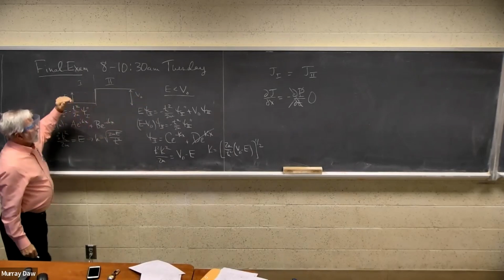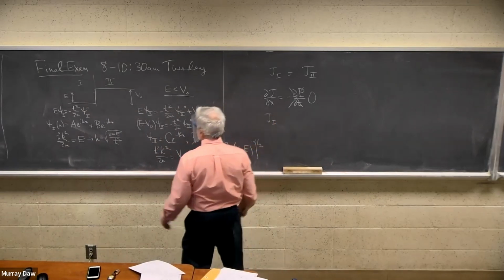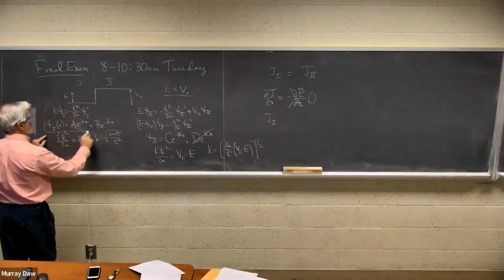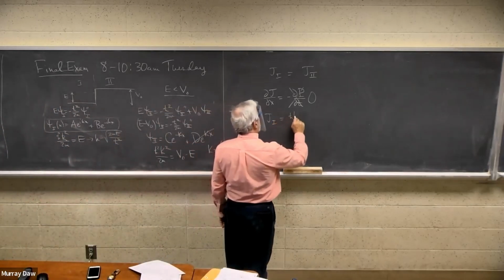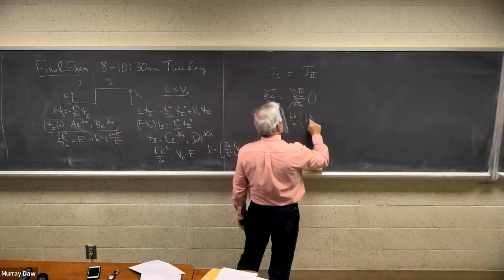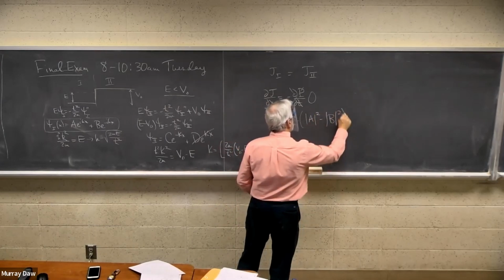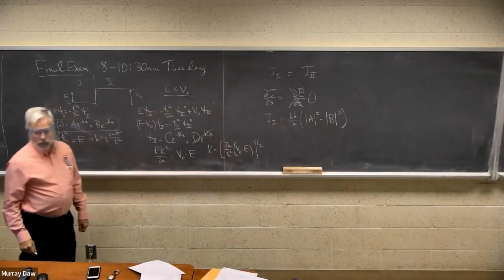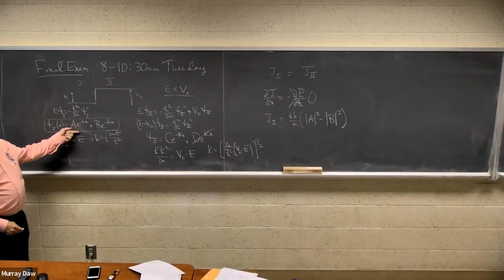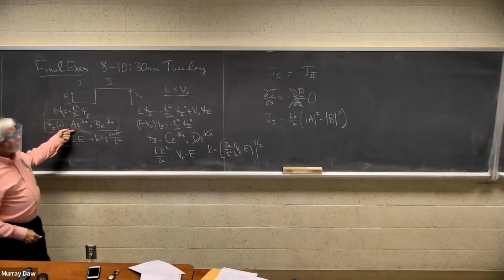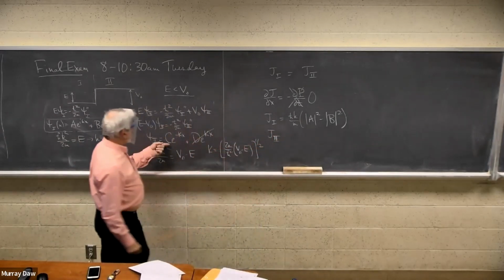So if you evaluate the current for this wave function, you get h bar k over m times A squared minus B squared. That was a homework problem: find the current for a mixed plane wave, right and left traveling plane waves. We also did a homework problem where you looked at the current from a real exponential.